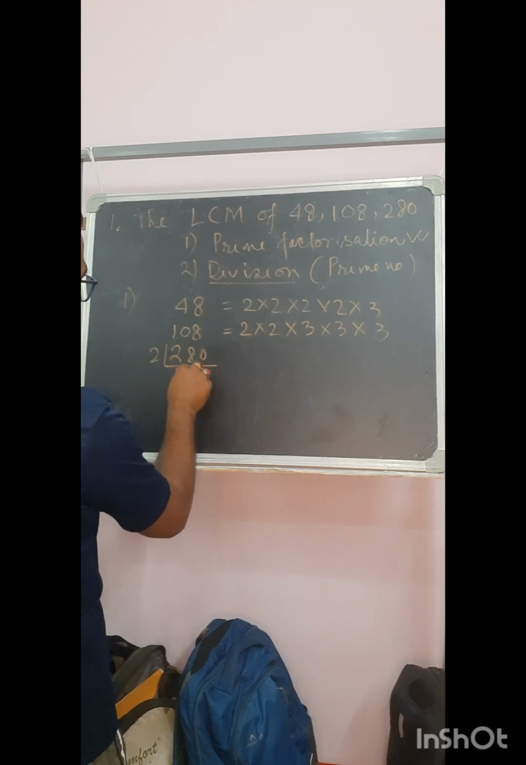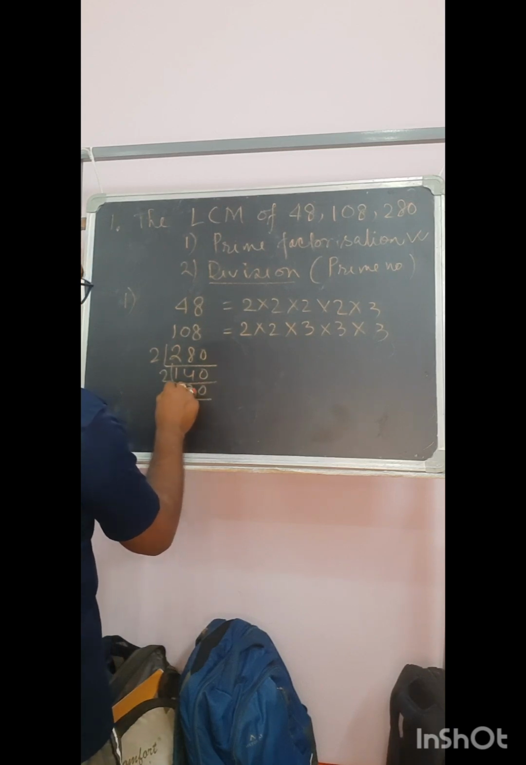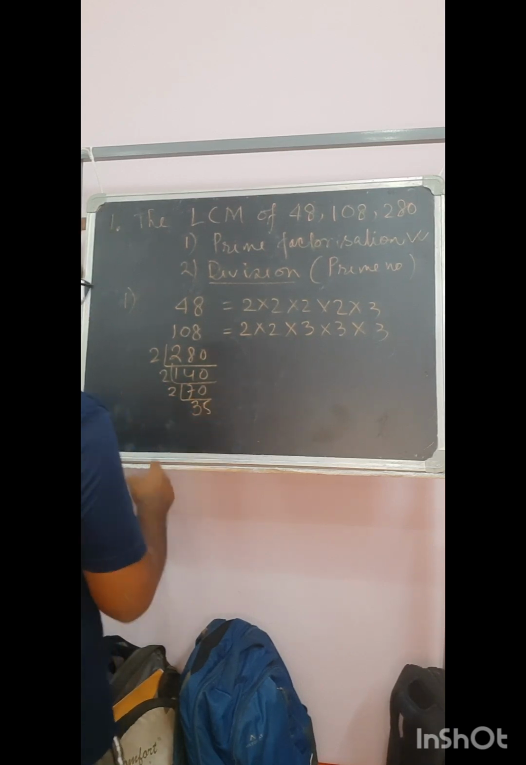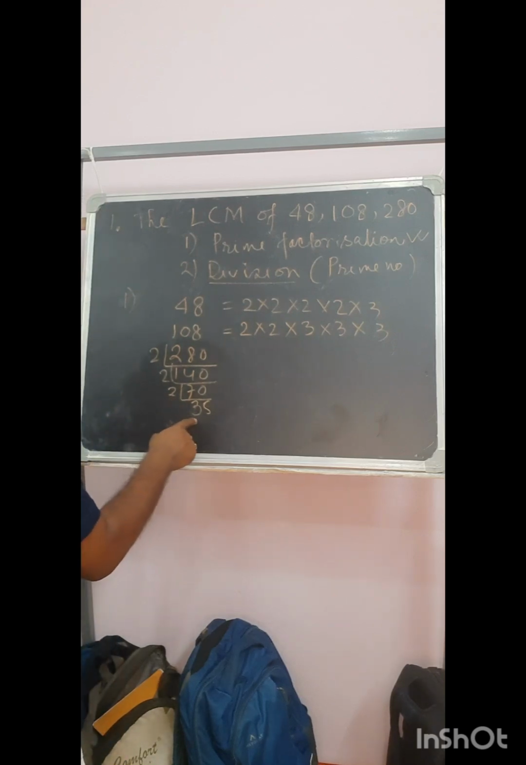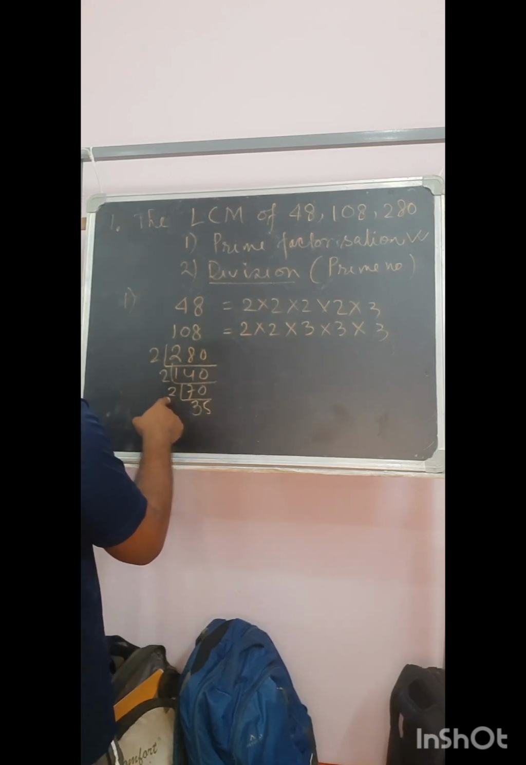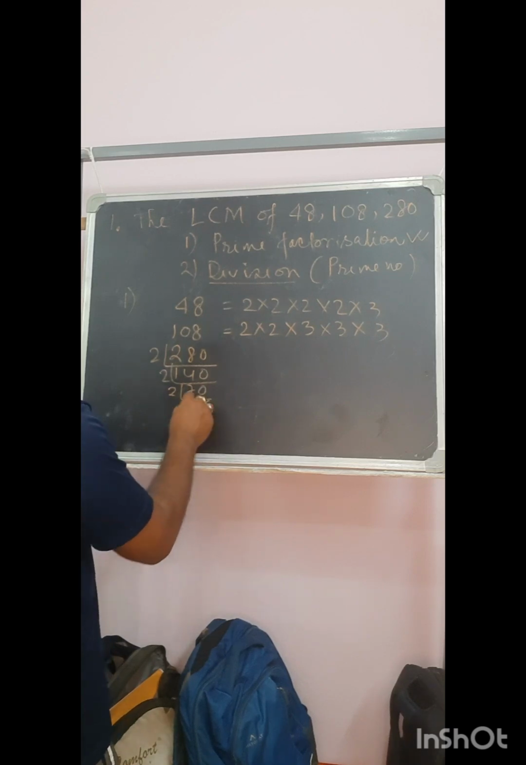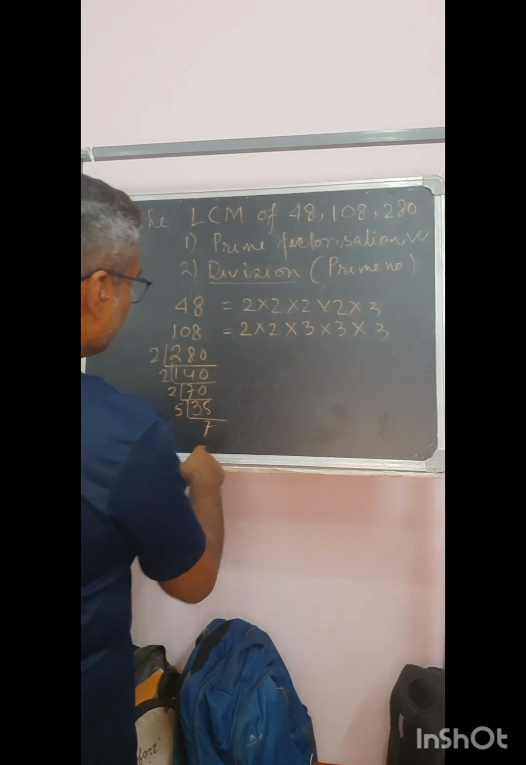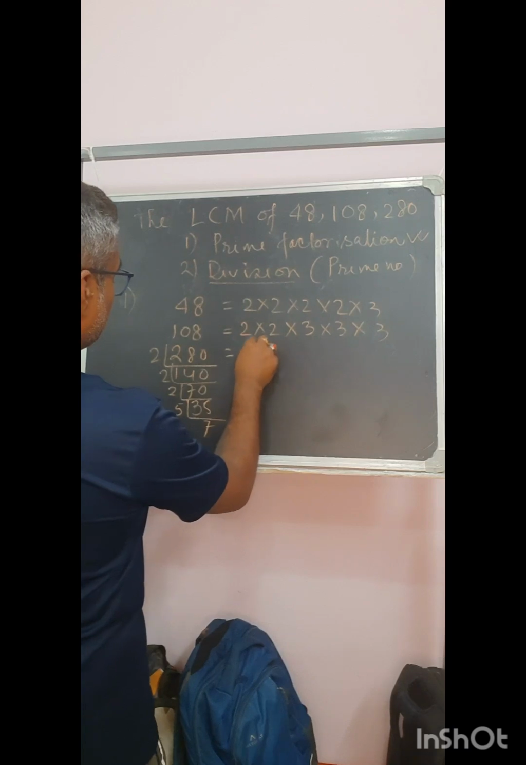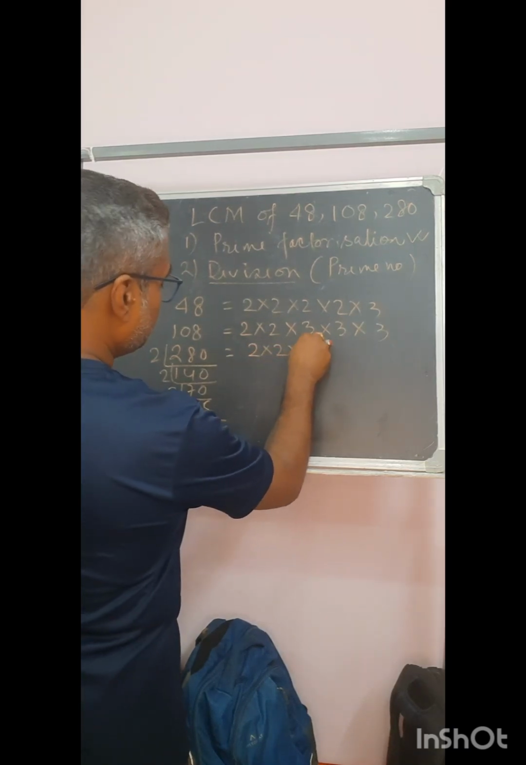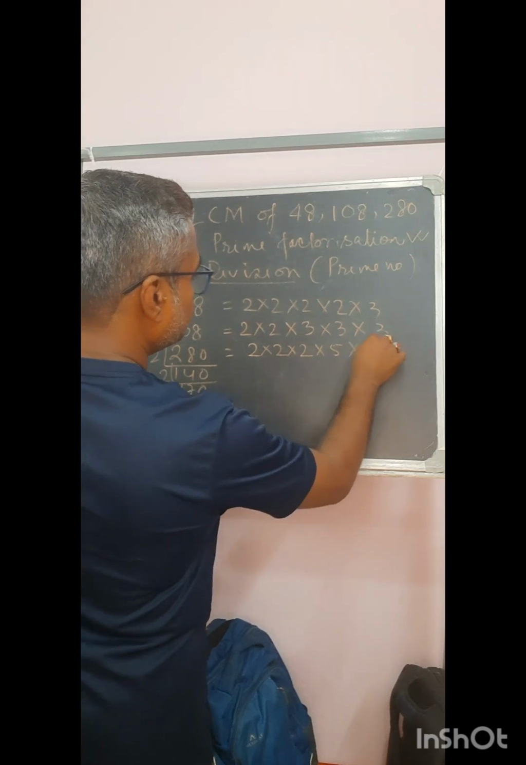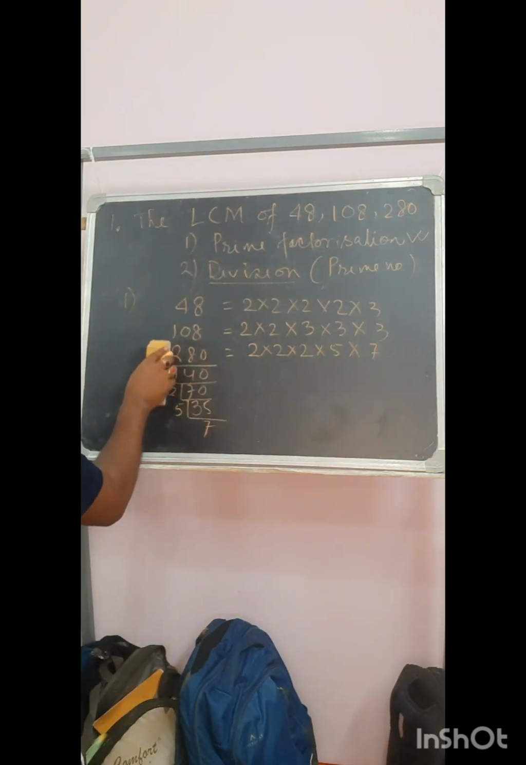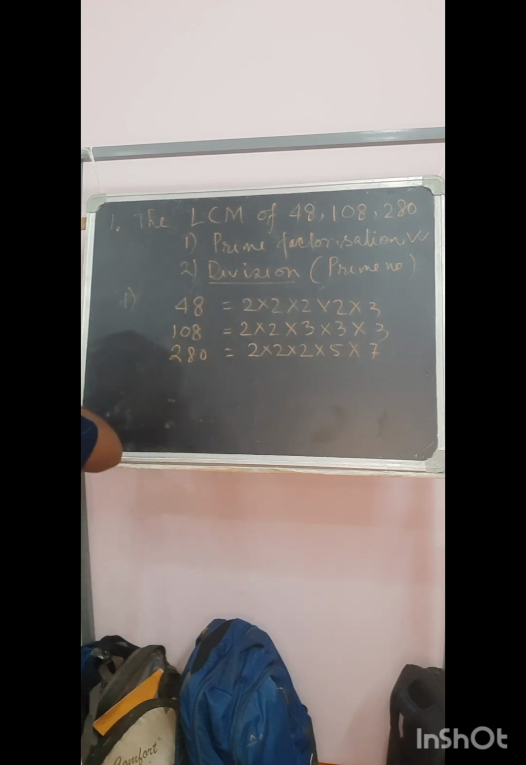Going to 280, starting with 2 again, 140, 70, 35. Now you can see 2 cannot divide this one, so I will try the next prime, 3. 3 also cannot divide, so the next prime is 5. 5 sevens are 35. So it is again a prime number, so I will end up here. So we can write it. This is the first step, where I have to do the individual prime factorization of the numbers.